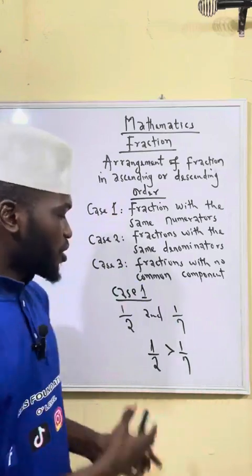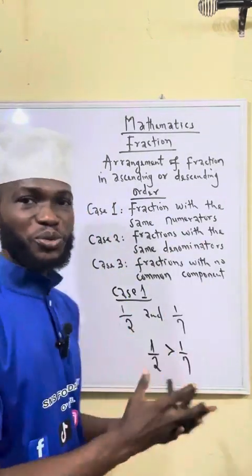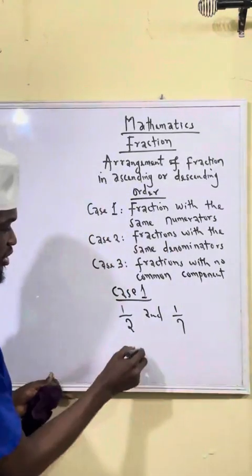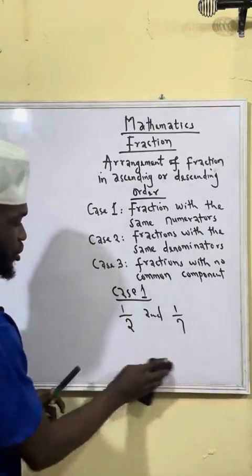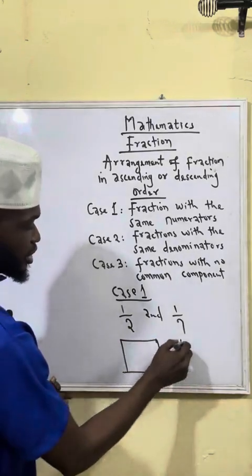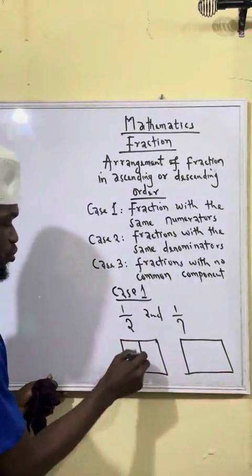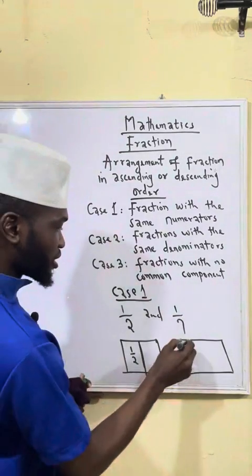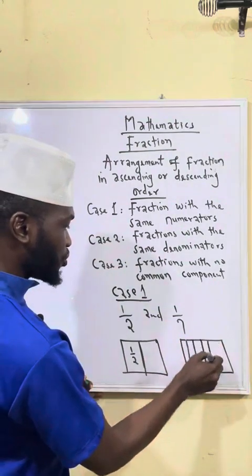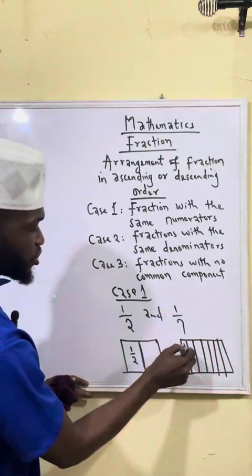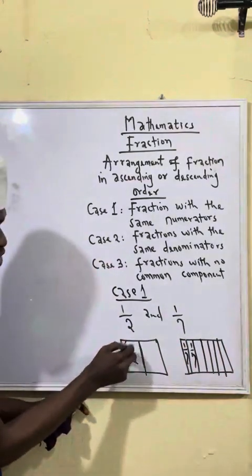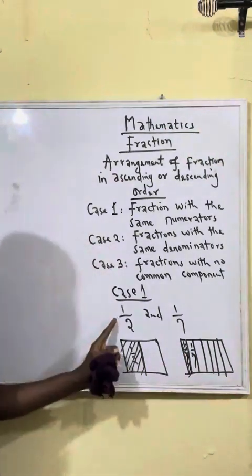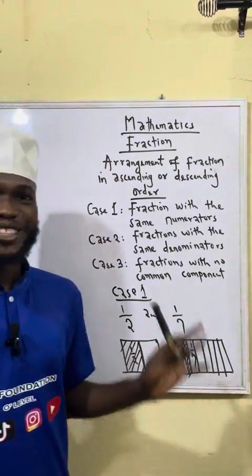You may be asking me, how can we prove this? We can prove this diagrammatically in a simple way. As a beginner of mathematics, you don't need serious proof. Let me draw a rectangle, and another rectangle of the same size. Let me divide this one into 2. This will be 1 over 2. See how big 1 over 2 is. Let me divide the other one into 7 equal parts: 1, 2, 3, 4, 5, 6, 7. Each one of these is 1 over 7. You can see that 1 over 2 covers a large surface area, but 1 over 7 covers a small area. This implies that 1 over 2 is bigger than 1 over 7. That is a simple way of doing it.